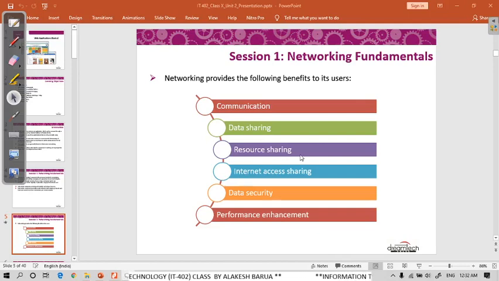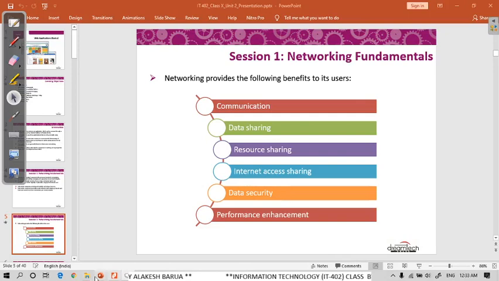Resource sharing means any device in a network can be accessed by any computer that is connected in a network. This is known as resource sharing. The devices are known as resources. Using those devices by any computer in the network is known as sharing. So, resource sharing. Got it?